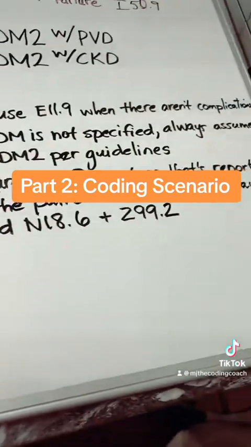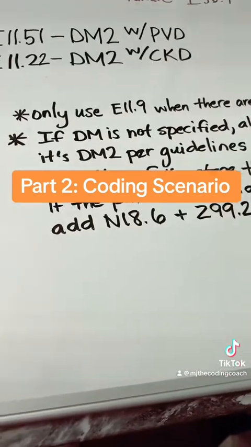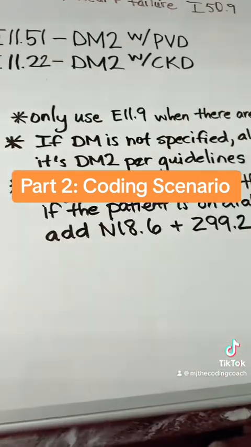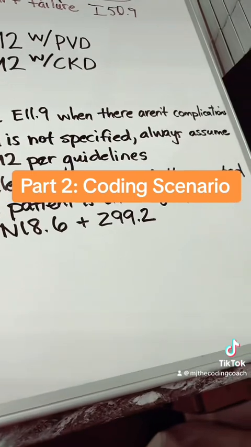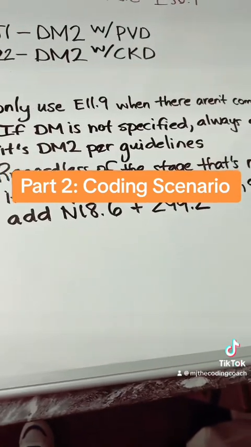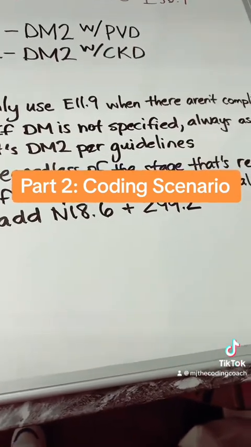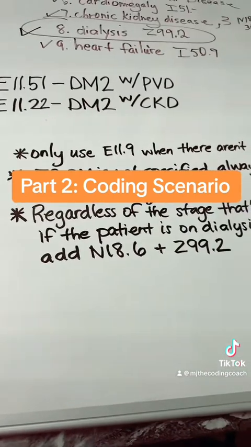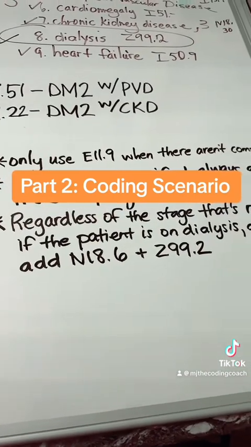Again, regardless of the stage that's reported in the medical record, if the patient is on dialysis, always add N18.6 and Z99.2.